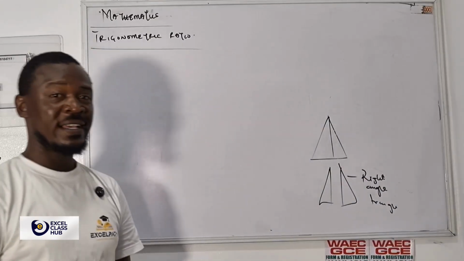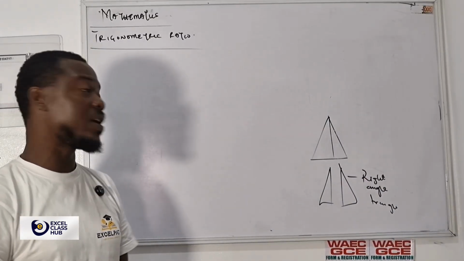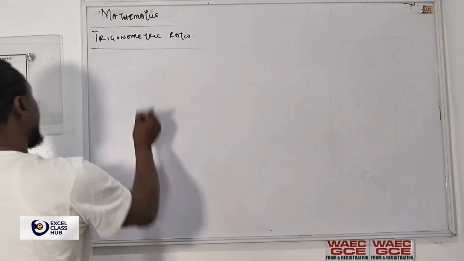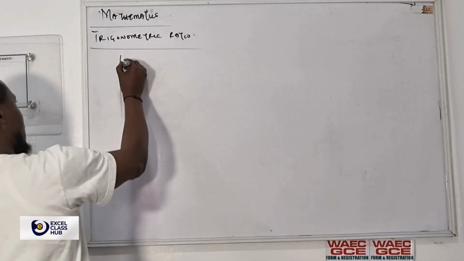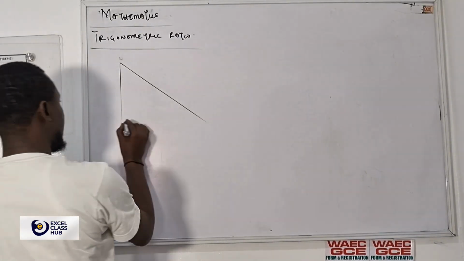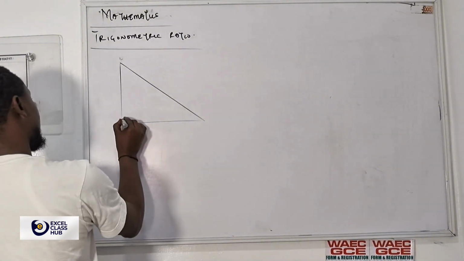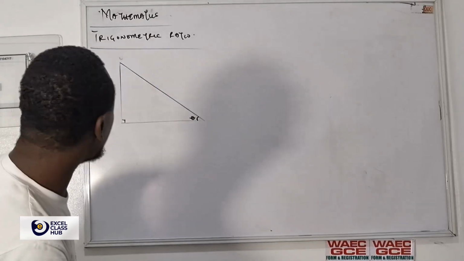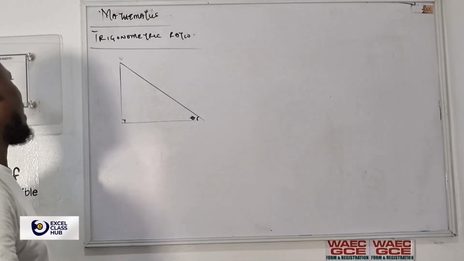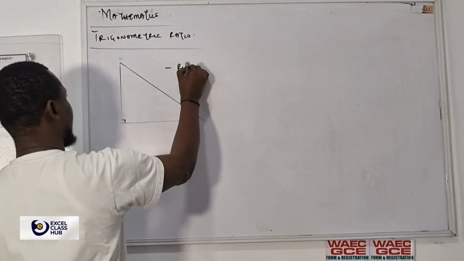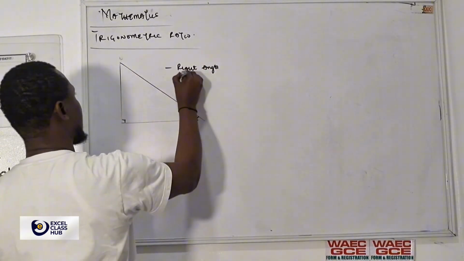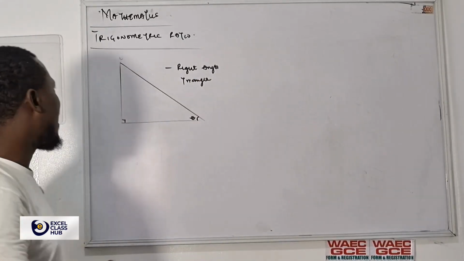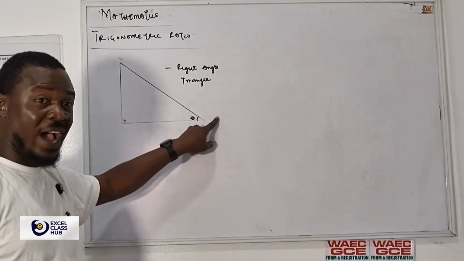Half of a triangle is called the right angle triangle. So what they want us to make use of is the right angle triangle. If I'm to pick a right angle triangle, I have a diagram like this. This is theta. Student, if you look at this right angle triangle, how many edges am I having there? 1, 2, 3. I have 3 edges there.